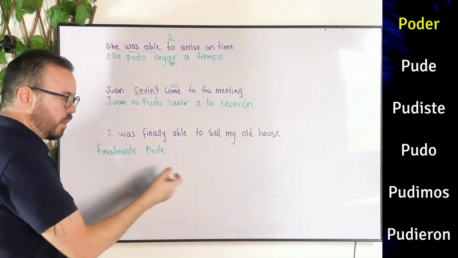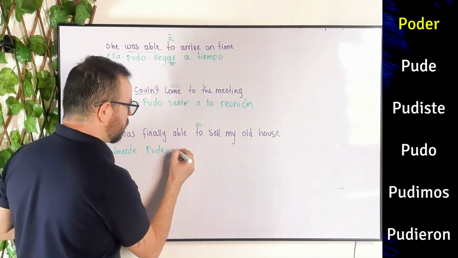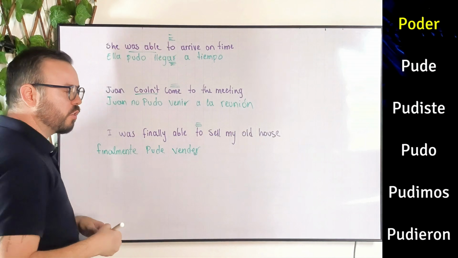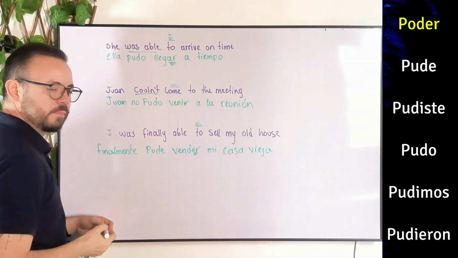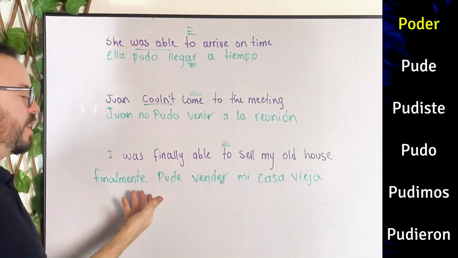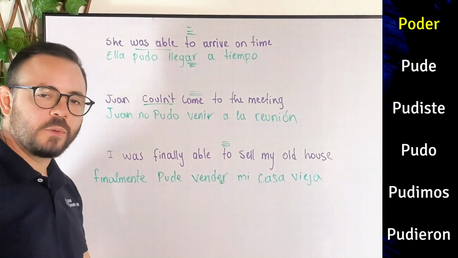Now we have to sell. In this case, to sell is just vender. And now the rest is just context. How do we say my old house? It's just mi casa vieja. That's it. So the whole thing will be finalmente pude vender mi casa vieja.